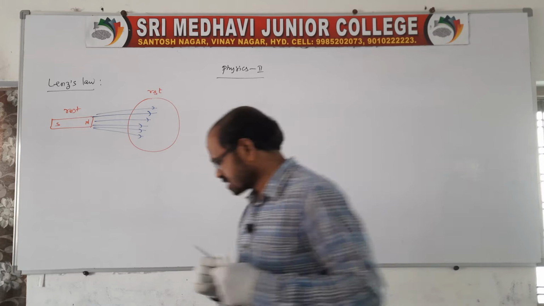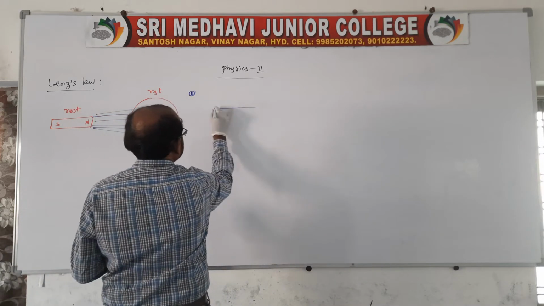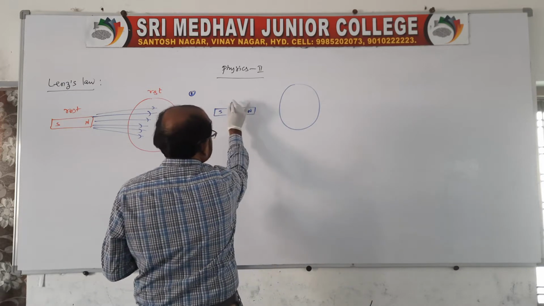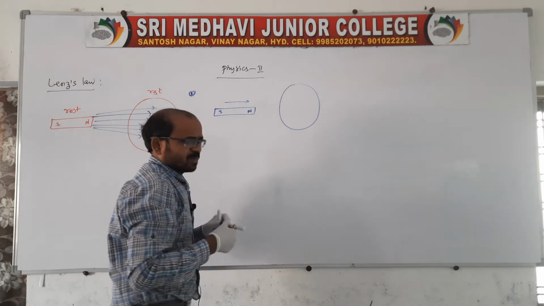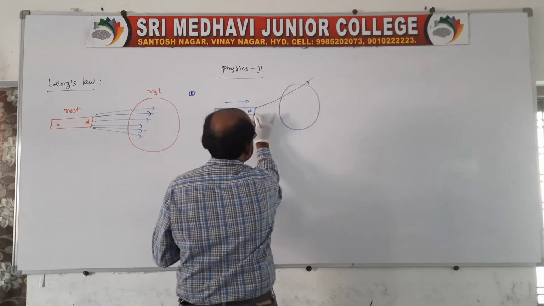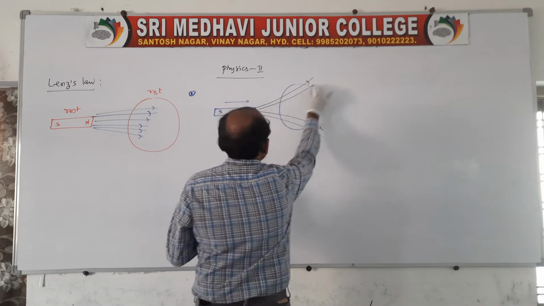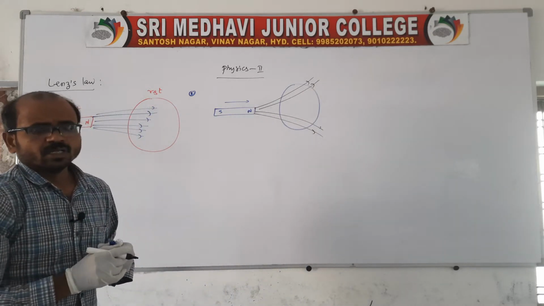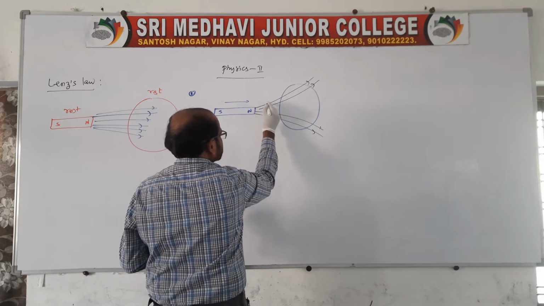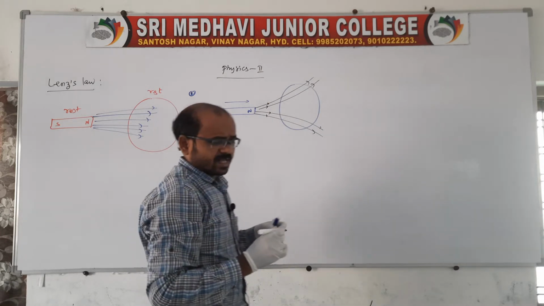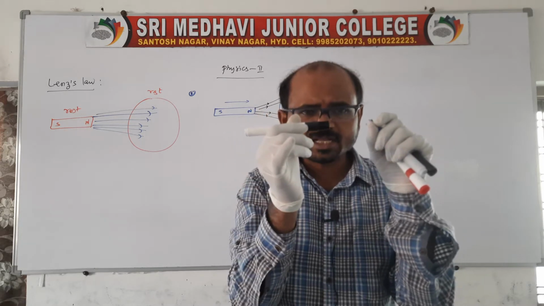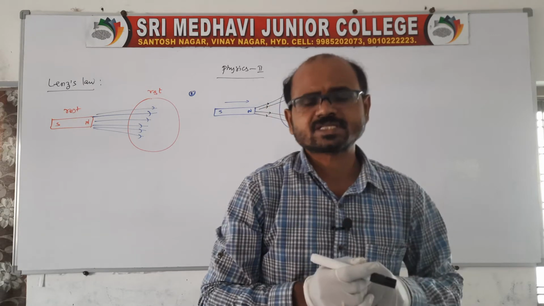Now the second case. Take the same north-south magnet and a coil, but now the magnet is moving towards the coil. When the magnet moves towards the coil, the flux density increases, that is, the intensity of the magnetic lines of force increases. The north magnetic lines of force are linked with the coil. As the flux linked with the coil changes, current and EMF are induced.